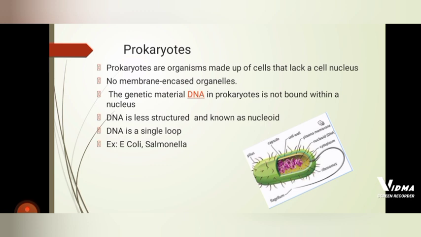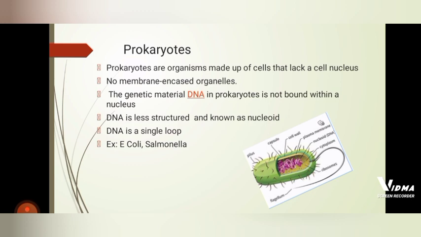So the genetic material can be seen in a structure near about the center. There is no nuclear membrane, but only nuclear material is available. That nuclear material is known as the nucleoid. DNA is less structured and it is known as the nucleoid. So we cannot find a well-defined nucleus. Instead, we can find a structure known as the nucleoid. DNA is a single loop. It is circular in nature. It is a single loop structure.